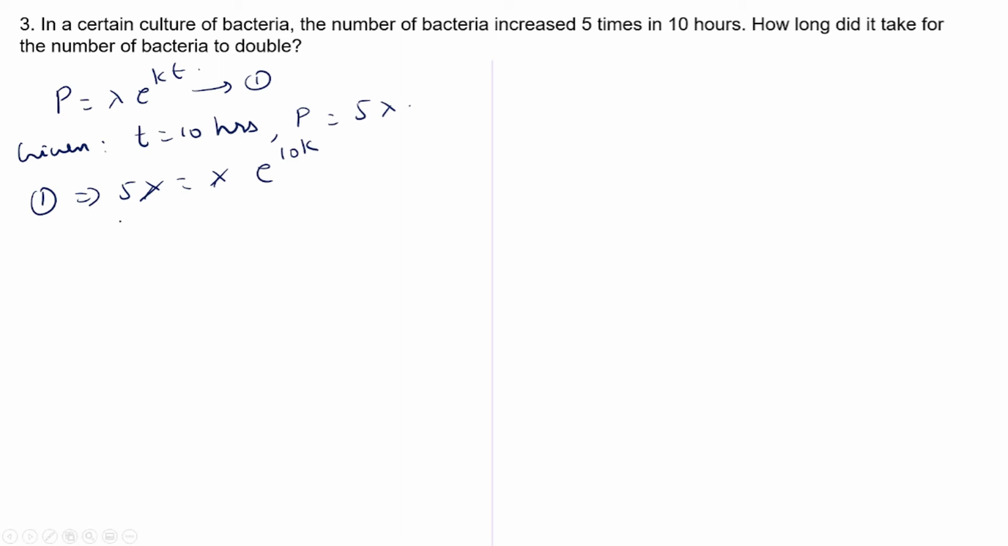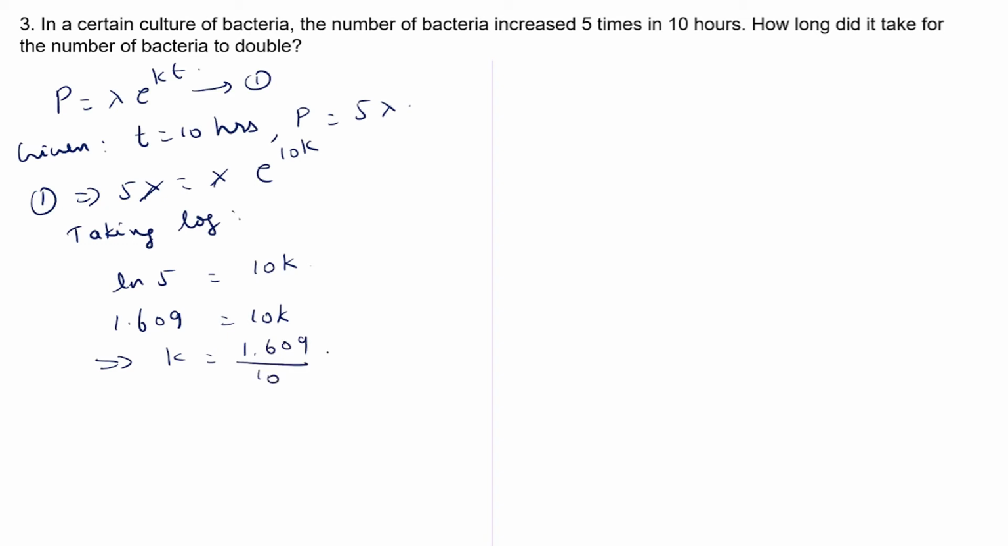So from this we have, again taking log on both sides, ln 5 is equal to 10k. Now the value for the natural logarithm of 5 is 1.609, equal to 10k. So from this we have k equal to 1.609 divided by 10, or it is 0.1609.